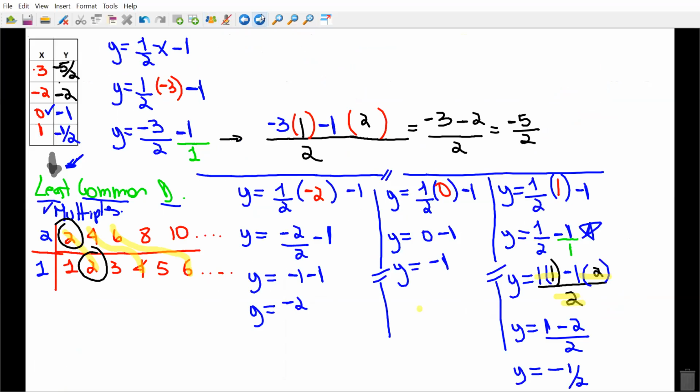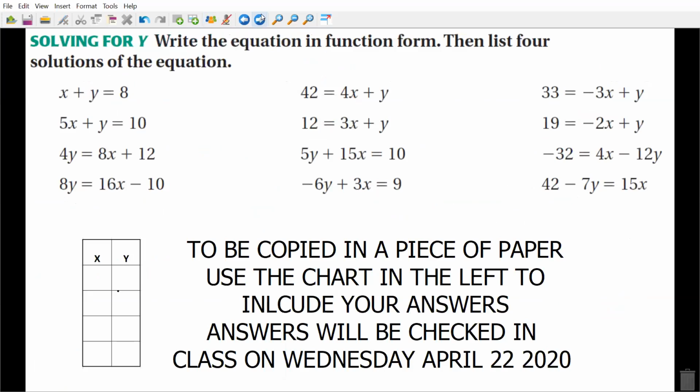Now, guys, for next class, I want you to solve these exercises on a piece of paper. It's not mandatory. It's only to practice. And it says, use the chart on the left, that means this chart over here, to include your answers. Answers will be checked in class on Wednesday, April 22nd. So, copy them. I am going to publish them in Math Roads if we don't have time, because in 1 minute the class is going to be over. The idea is that you practice multiplication, addition, subtraction, division of integers.